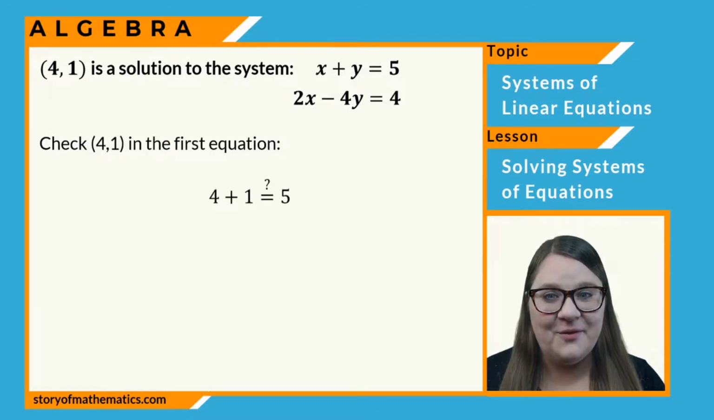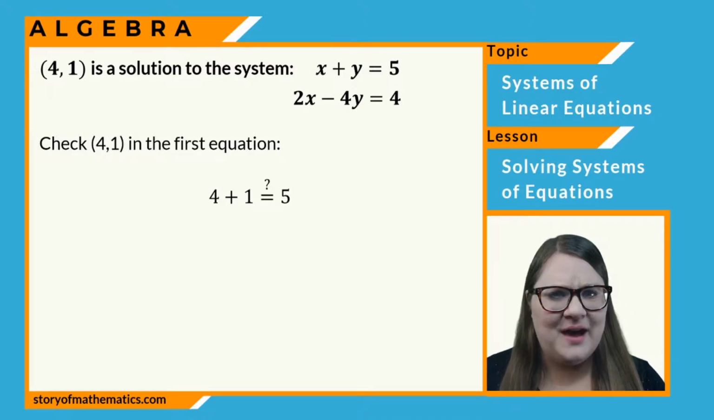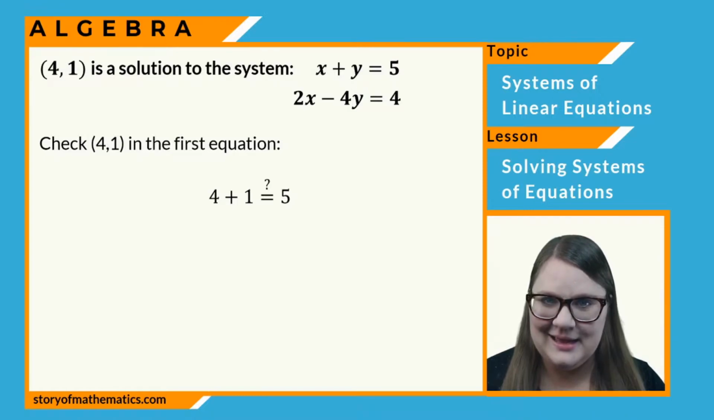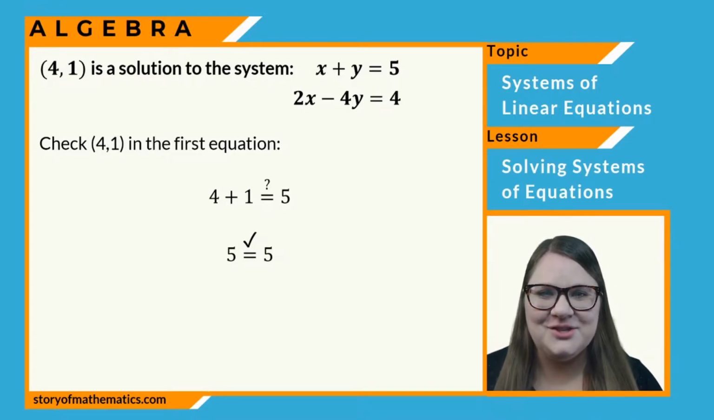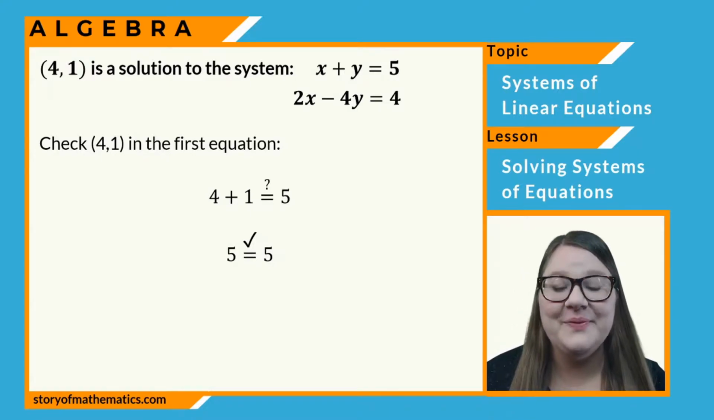Where the x is, I'll put in a 4. Where the y is, I'll put in a 1. And I have 4 + 1 = 5. I put a little question mark over the equal sign to say that that's what I'm checking. Now 4 + 1 does equal 5, so 5 = 5 is true. I changed my question mark to a check mark. It worked in the first equation.